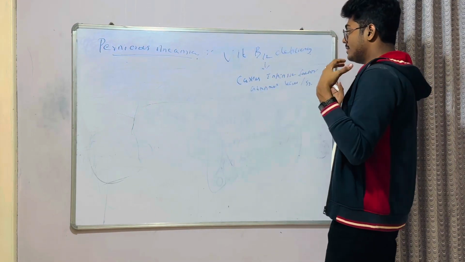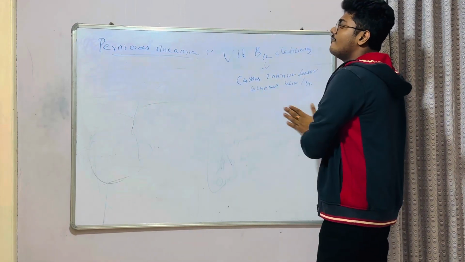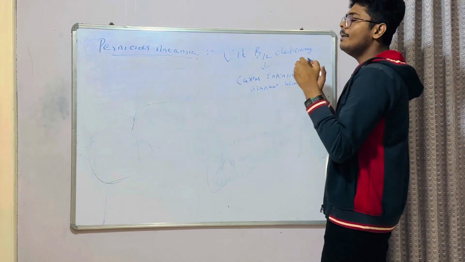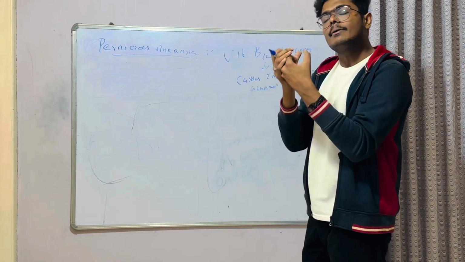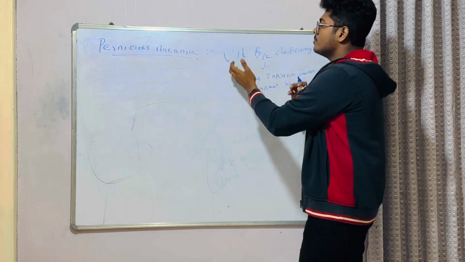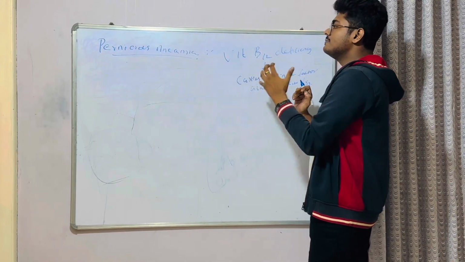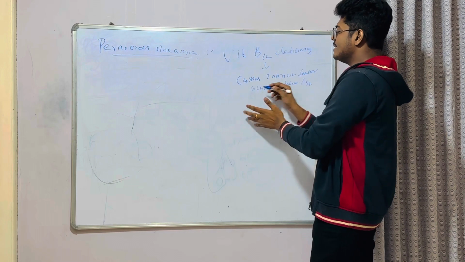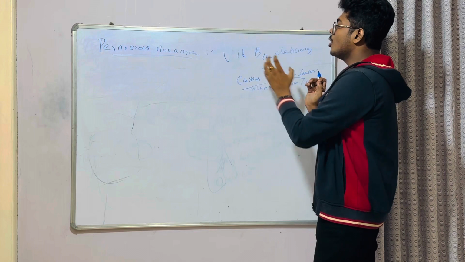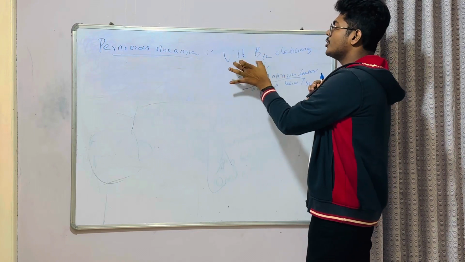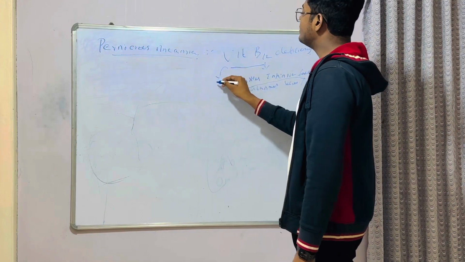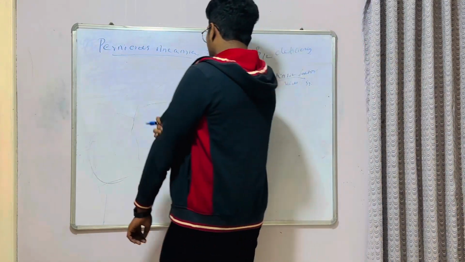I will explain. You have a factor called Castle's intrinsic factor, and this Castle's intrinsic factor will bind with vitamin B12 and help in its absorption. This Castle's intrinsic factor is the main factor that helps in vitamin B12 absorption. Why do you need vitamin B12, guys? You need vitamin B12 for the RBC.